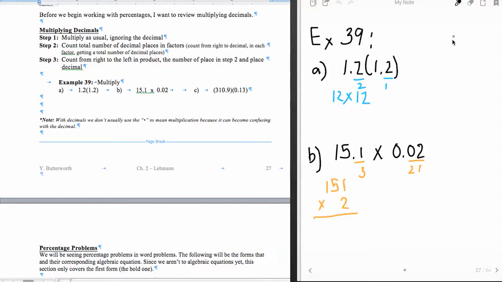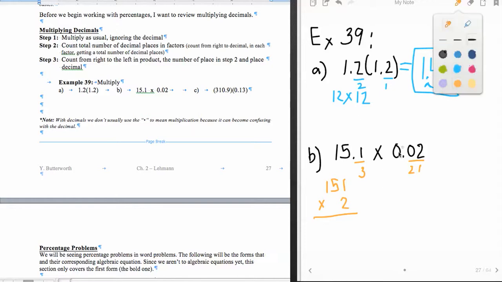So our first example here, we have 1.2 times 1.2. I'm going to ignore the decimals, and I'm just going to be multiplying 12 times 12. 12 times 12 is 144. You should know that, by the way. If you don't, please do practice your multiplication tables. Then there are 1, 2 total decimal places, so I'll place that into my answer from the right, counting toward the left, and my decimal goes there, giving me 1.44, and that's my final answer.